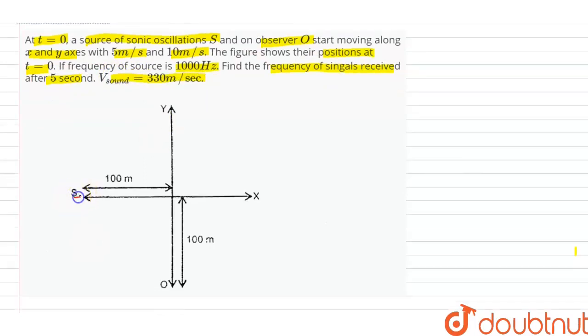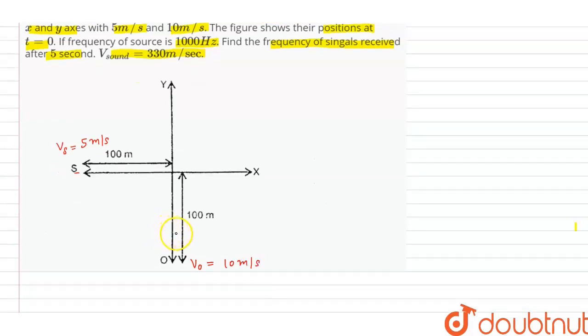Here we can see that the source is at 100 meter from the origin on the negative x-axis and the speed of the source Vs is equal to 5 meter per second, as given. The observer is also at 100 meter from the origin but on the negative y-axis, and the speed of the observer V0 is given, which is 10 meter per second. We have to find the observed frequency after 5 seconds, and we know that speed is equal to distance upon time, so we can write distance d equal to speed into time.